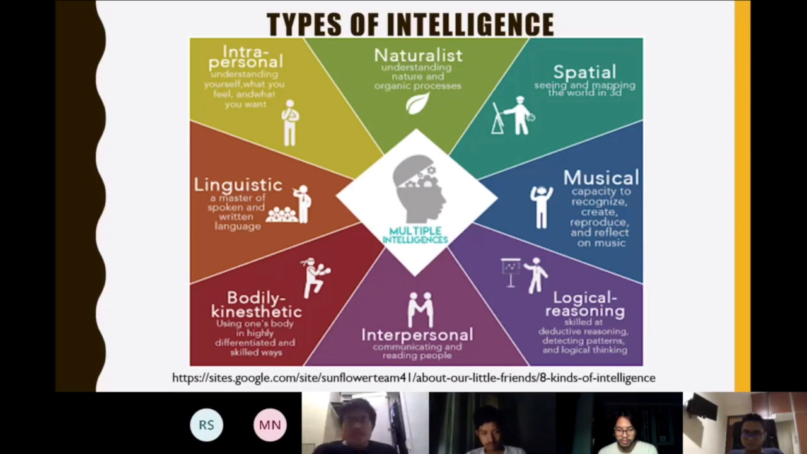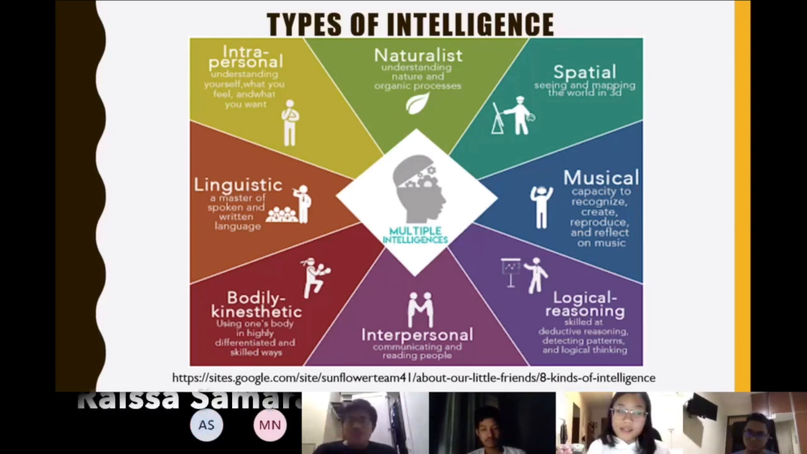And for the bodily kinesthetic, it's using one's body in highly differentiated and skilled ways. And the last one is linguistic. It's a master of spoken and written language. Next. So the next slide is about the IQ test.